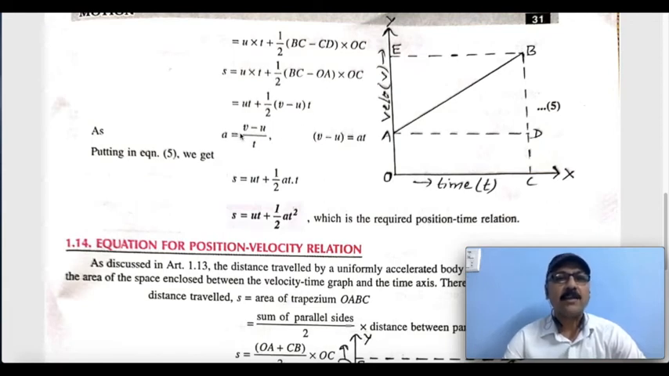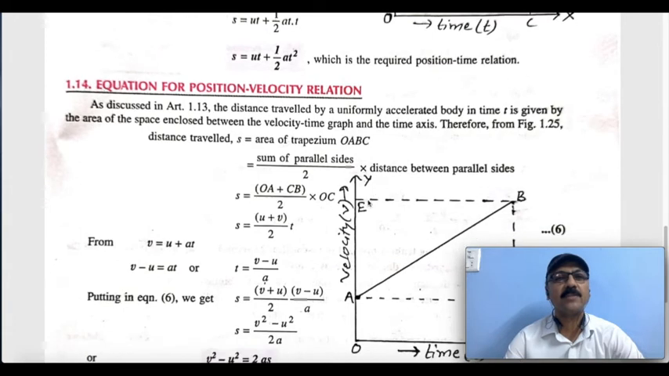And again using the first equation of motion, acceleration equals change in velocity upon time interval. As we know, acceleration equals V minus U by T, and therefore V minus U equals AT. So in place of V minus U, putting AT, we get here S equals UT plus half AT into T. So we get S equals UT plus half AT square.